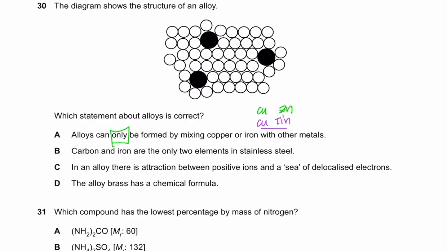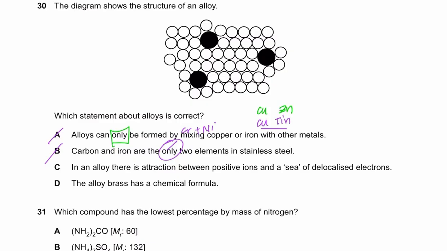You could take iron, nickel, carbon, to make stainless steel, right? So A is wrong. Carbon and iron are the only 2 elements in stainless steel. No, it's also chromium and nickel, so that's also wrong. They're not only. See, the keywords are, you have to read the question carefully.